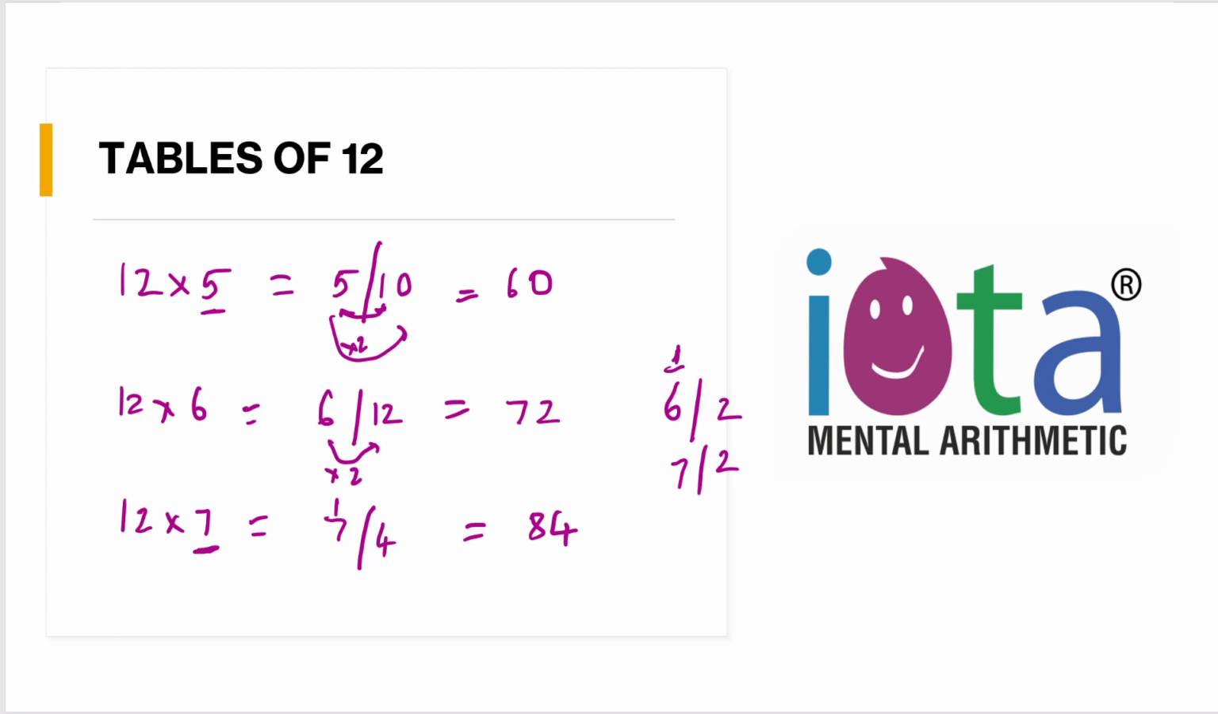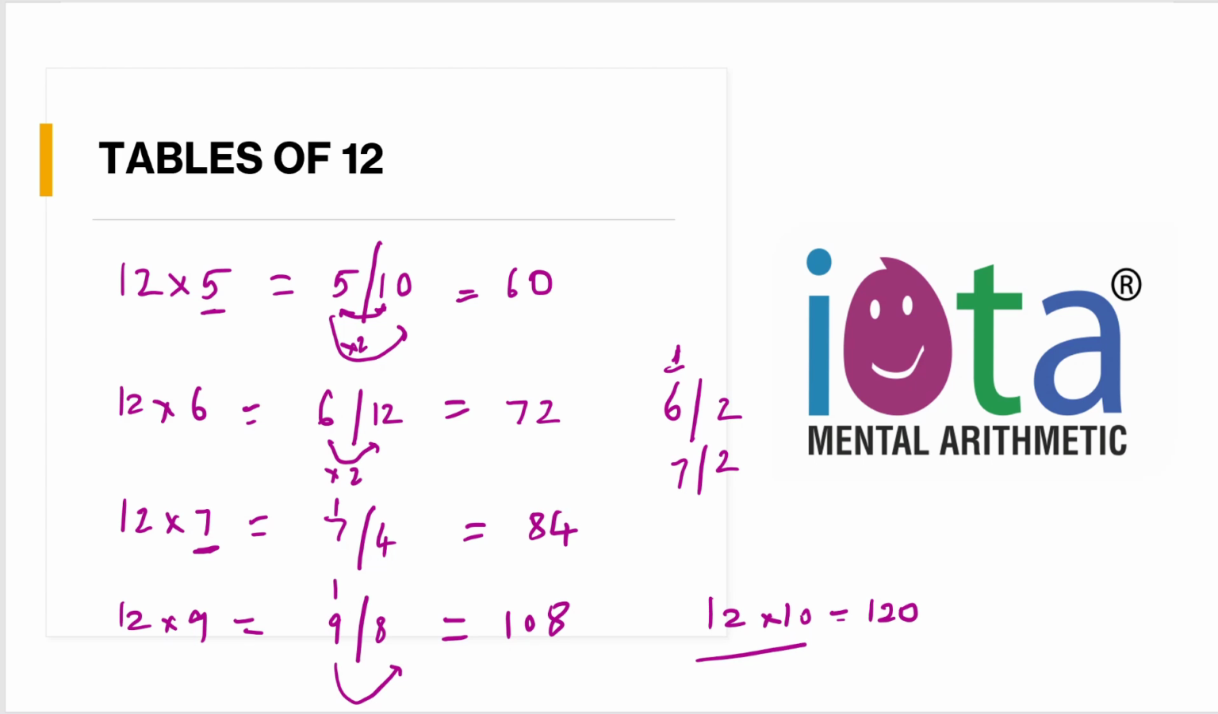So you can also do like this. Now 12 nines, so write 9, twice that will be how much? 18, so write 18, 108. So 12 tens are, you don't have to do anything, it is 120. Very easy. You don't have to do any big work on that.